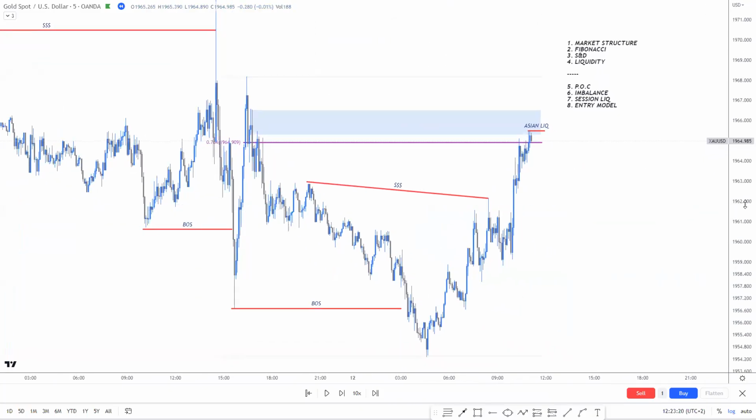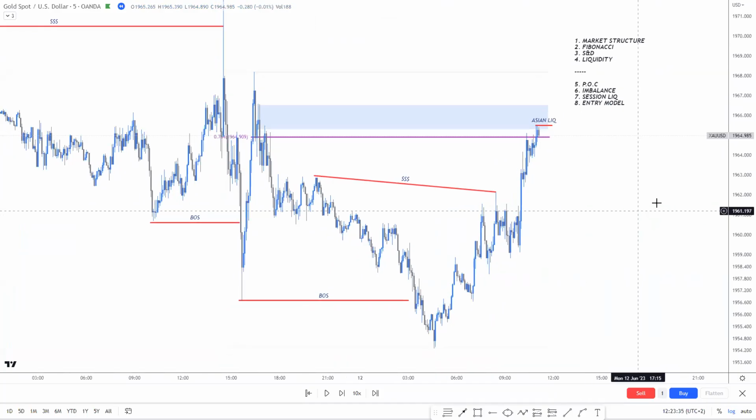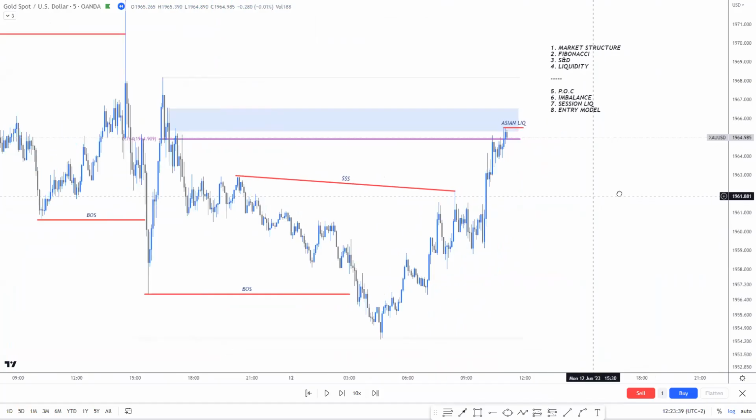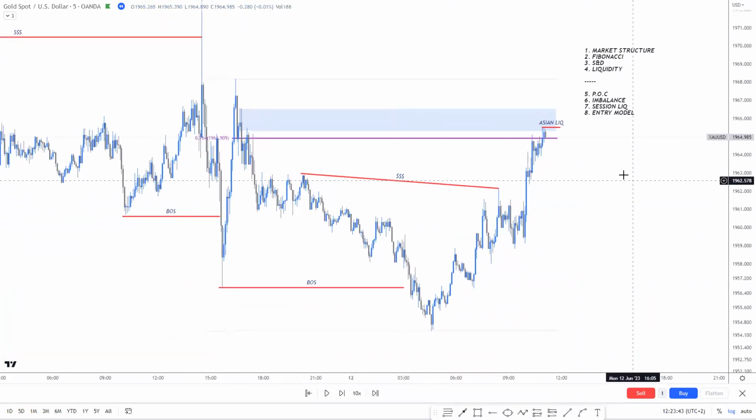So yeah, these were all of the confluences. We had what, 1, 2, 3, 4, obviously. Point of control, we could argue it was around this area, so we could argue we had it pretty close. Imbalance, no imbalance, session liquidity, we had this Asian high right here. And entry model, we could argue we had entry model to some extent. So this was pretty much the setup. Okay, very, very straightforward. And let's just see how price reacted to it.